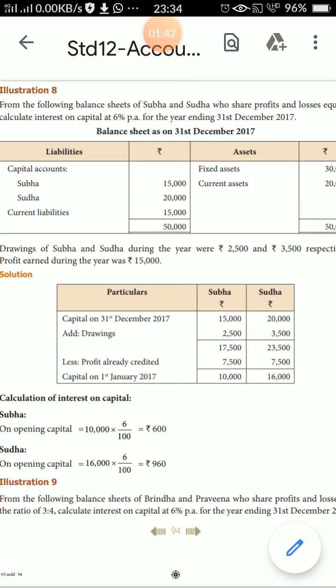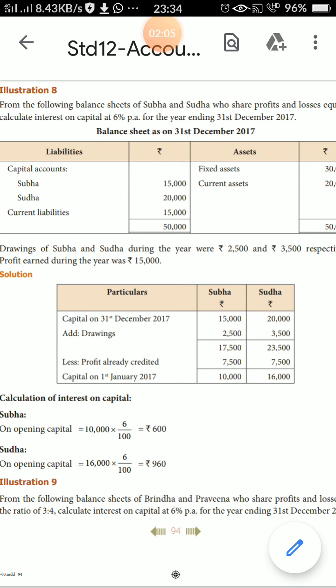Okay, for interest on capital calculation, you must know which month is opening, which month is closing, and in which month additional capital is introduced, which gives the month difference. Mention that month and calculate the rate of interest only on the additional capital.